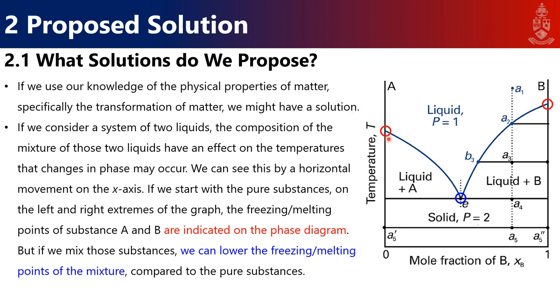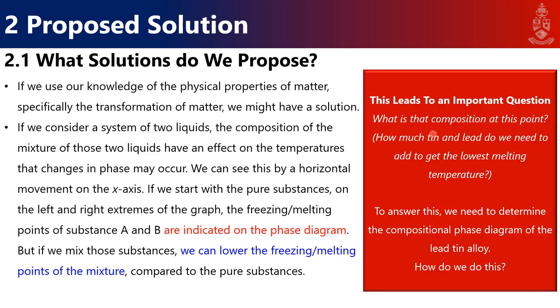Essentially, we want to determine the freezing point diagram for a lead-tin system. In other words, we want to find this eutectic temperature so that we can give them the exact composition, right? So what is this composition? So that's our question, essentially.